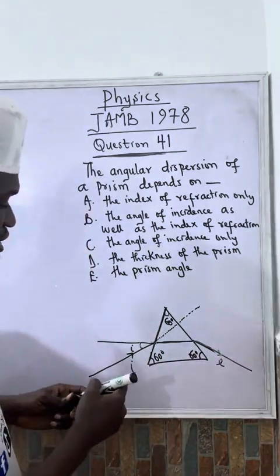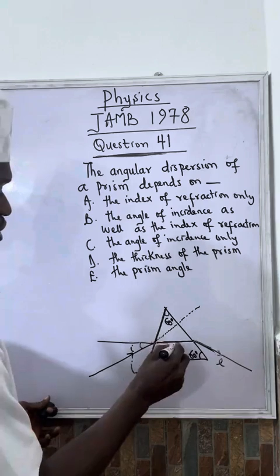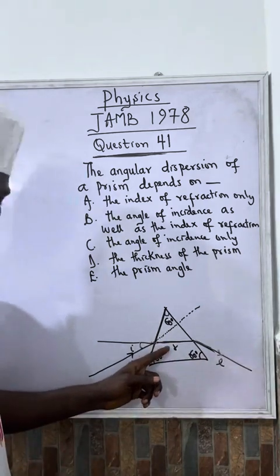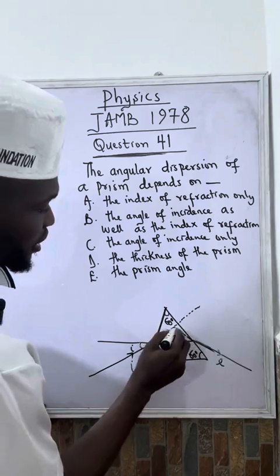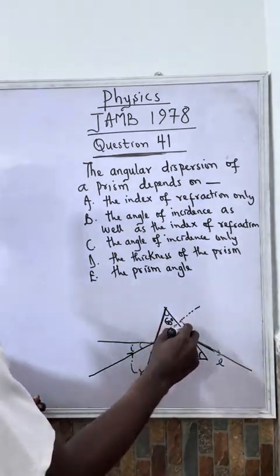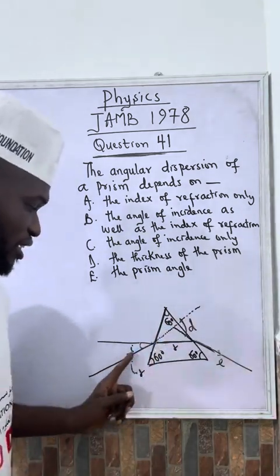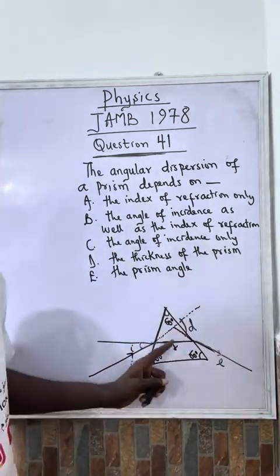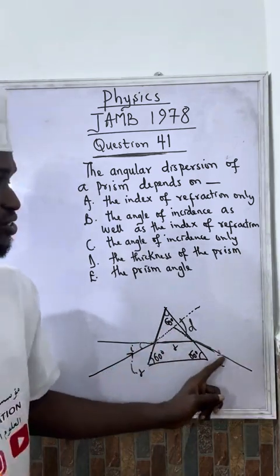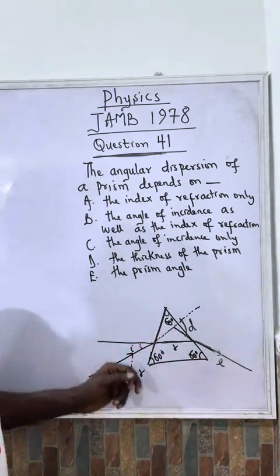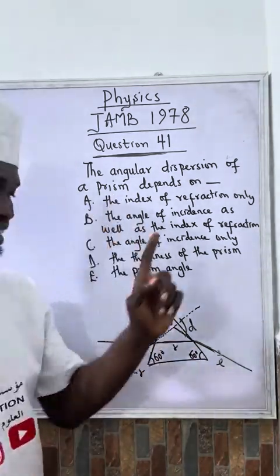This is the incident ray, this is the emergent ray, and this is the refracted ray. Now, if you join this line with this, there will be an angle here. This angle is known as the deviation. The incident ray is supposed to continue like this, but it bends away from its original direction. The angle between the incident ray and the emergent ray is known as the deviation.